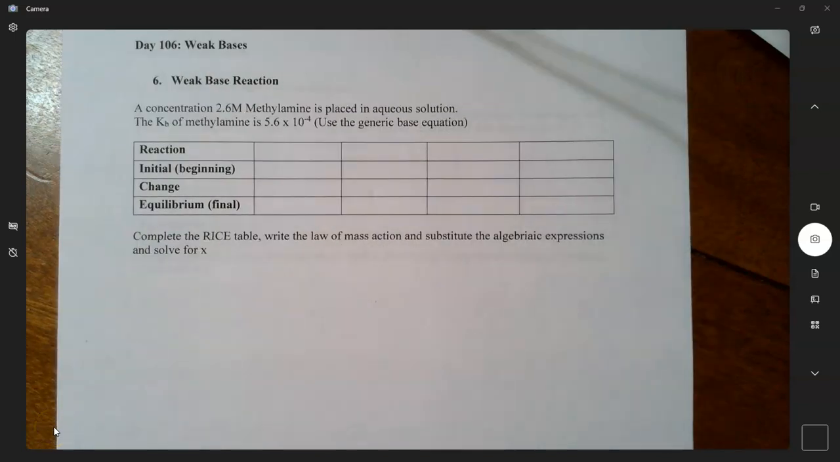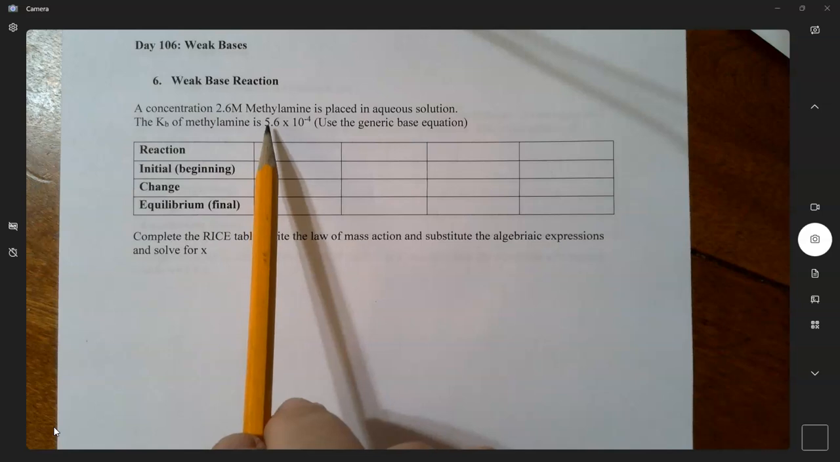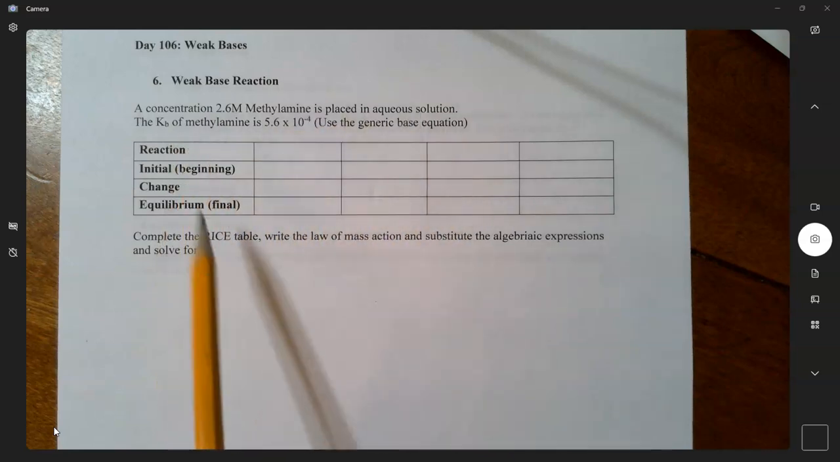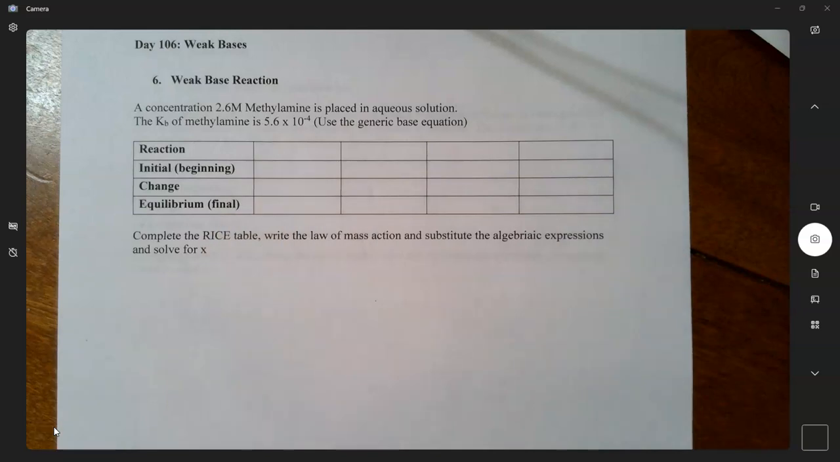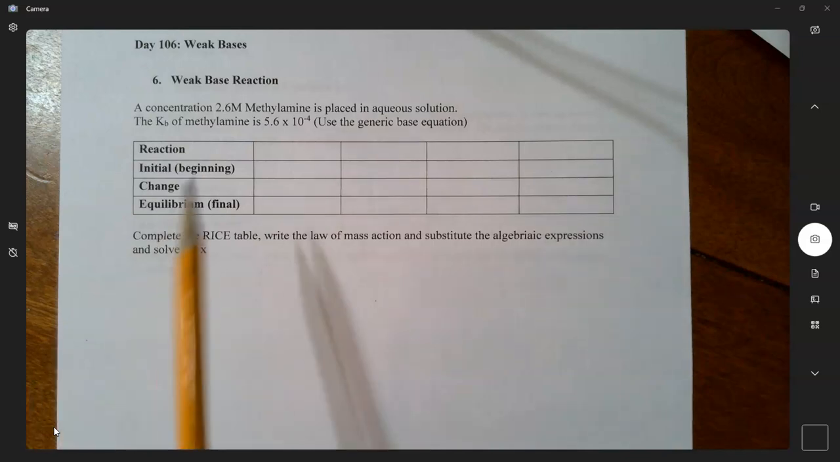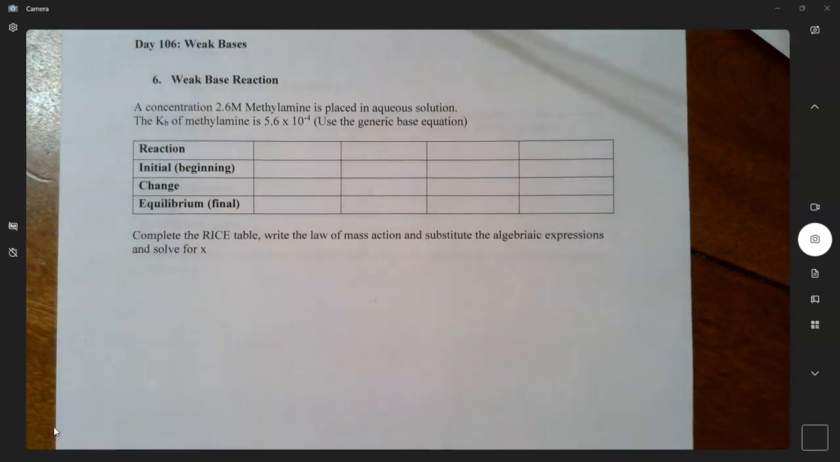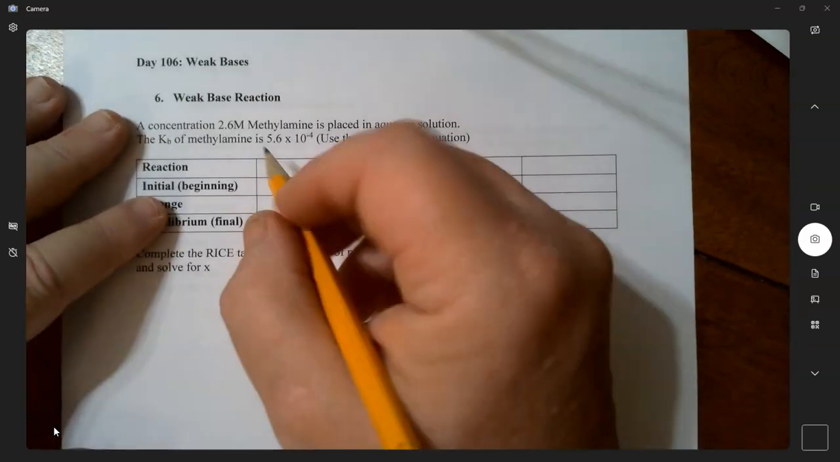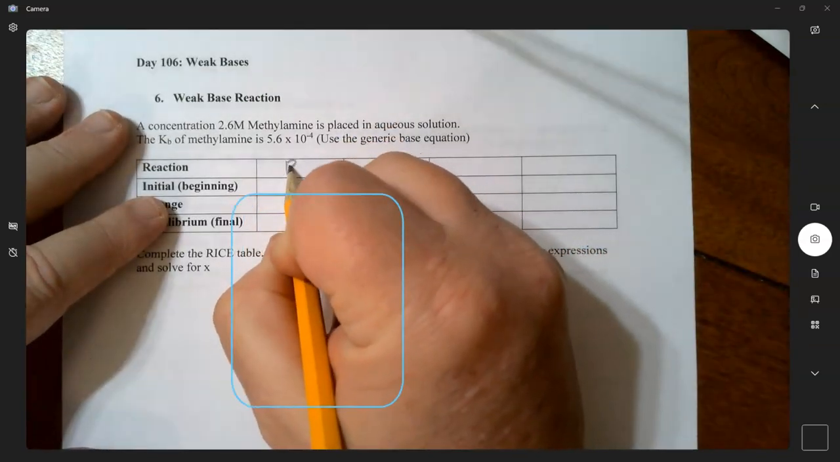Okay, on to question 6, and you've got 2.6 molar of methylamine placed in aqueous solution. There's no common base here, but you don't know the formula for methylamine. So this is where you would use the generic notation, and we're going to go ahead. It doesn't matter whether you call it A minus or B. It really doesn't, as long as you get the numbers right, and you're going to end up with the same hydroxide concentration. Okay, but let's call it B. It's just some generic base.